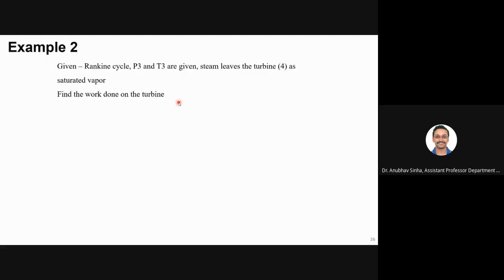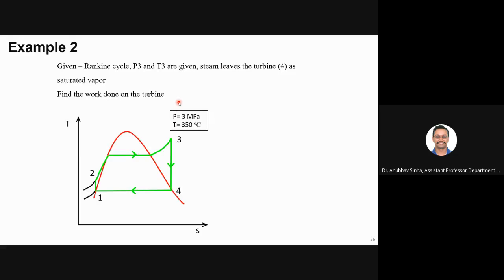Okay, now let us take another example. Let us say that we have a Rankine cycle, P3 and T3 are given, and steam leaves the turbine at 4 as saturated vapor. The question says, find the work done on this turbine. At point 3, I know the pressure and I know the temperature. I need to find work done. So work done will be H3 minus H4, the enthalpy at 3 and at 4. I need to find these two enthalpies.